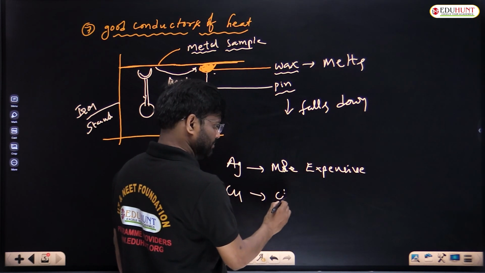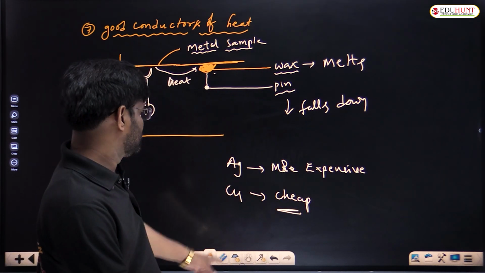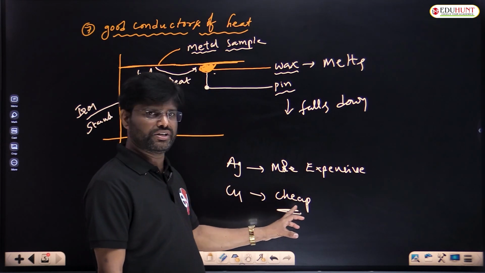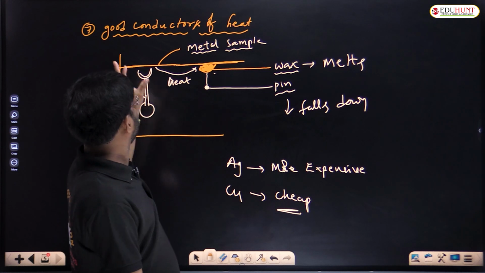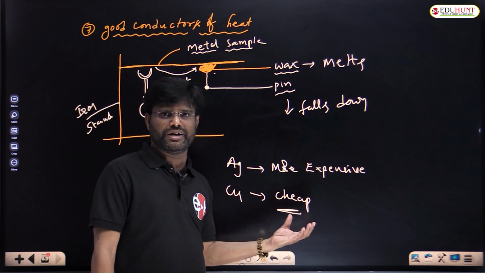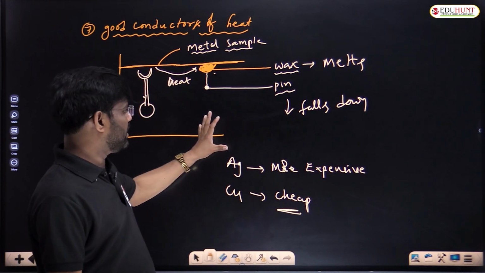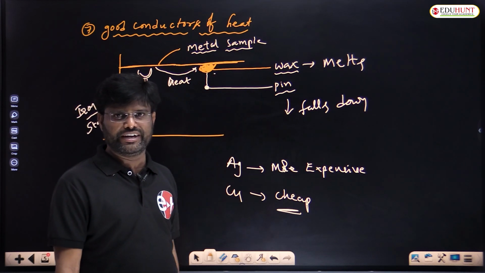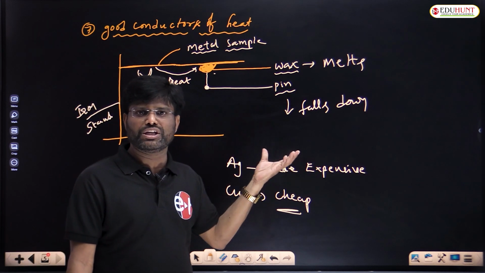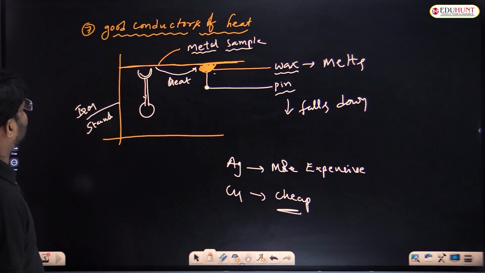Copper is a very cheap metal, so that's why we are using copper. Silver is more expensive, that's why copper is used as a good conductor of electricity. Copper is used in electrical wires, and it is also a good conductor of heat. So this is about the activity, which tells about good conductors of heat. This is the 7th physical property.